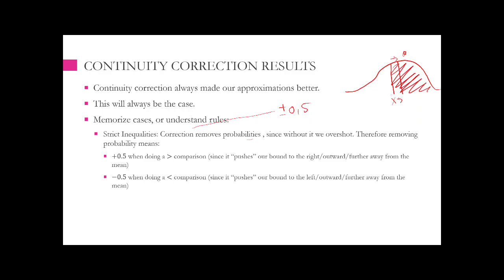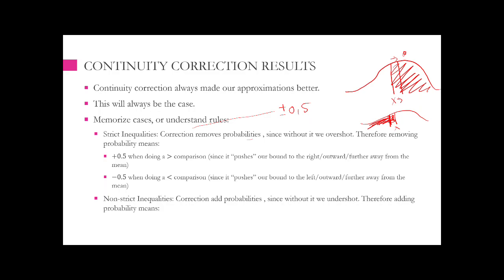And then here, when we're talking about a less than probability, this is the probability we get with any particular bound. We need to remove probability because it's a strict inequality. We're just looking at less than. So removing it means pushing it to the left, so pushing it here somehow. And by pushing it to the left, you're doing a subtraction from your bound, okay?